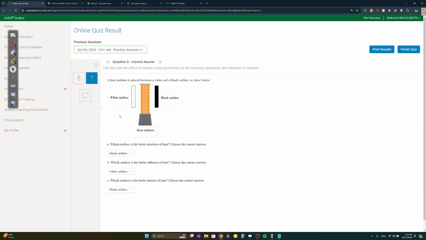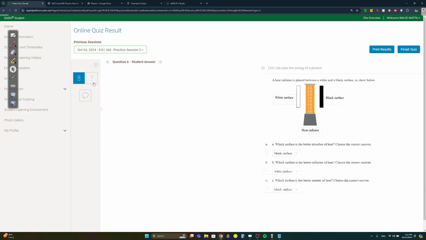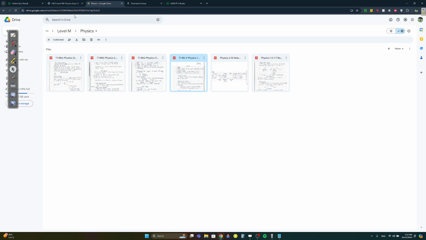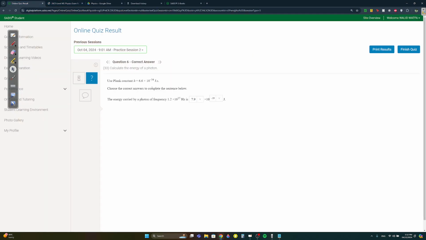Okay, question 5. This experiment is actually in one of the past papers that I will solve on my channel later. Very important to know. What happens here is the black surface absorbs more, and the white surface reflects more. Since the black surface absorbs more, that means it also emits more heat. Again, all of this is in my notes, by the way.